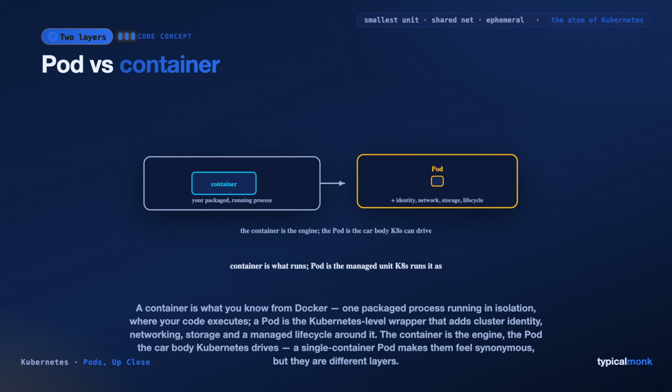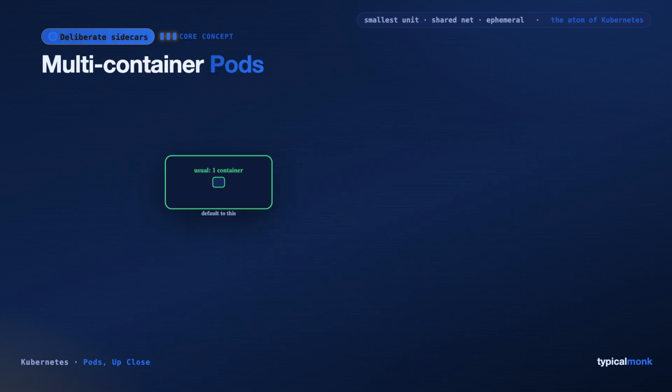So the takeaway: a container is your packaged, running application process, while a pod is the Kubernetes level wrapper that adds cluster identity, networking, storage, and lifecycle around it. The container is what runs, and the pod is the managed unit Kubernetes runs it as, even though a single container pod makes them feel synonymous. We keep saying a pod holds one or more containers.